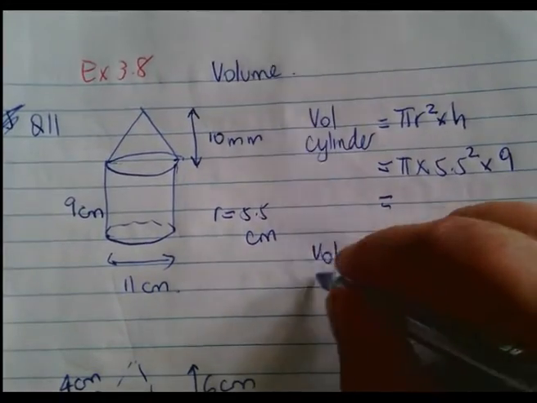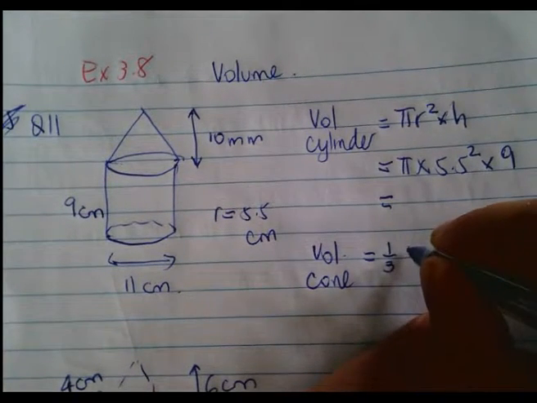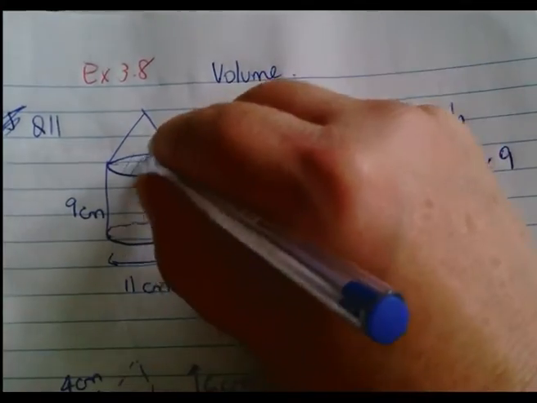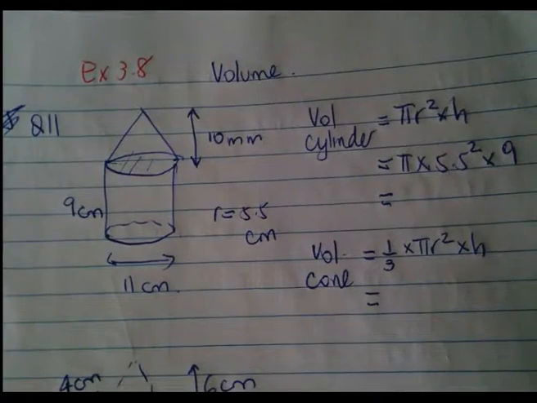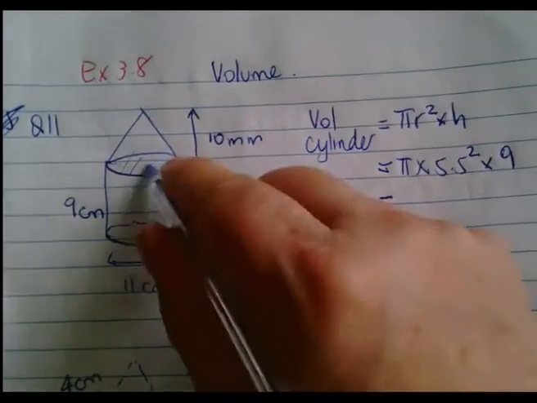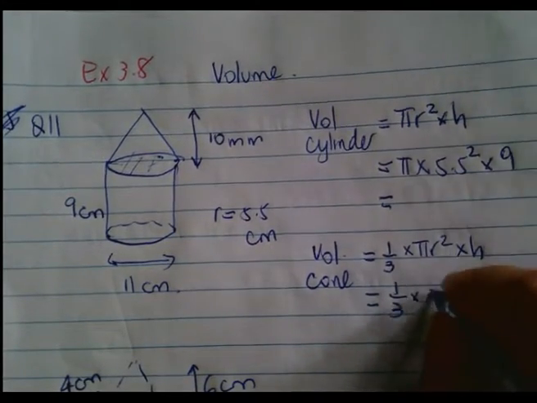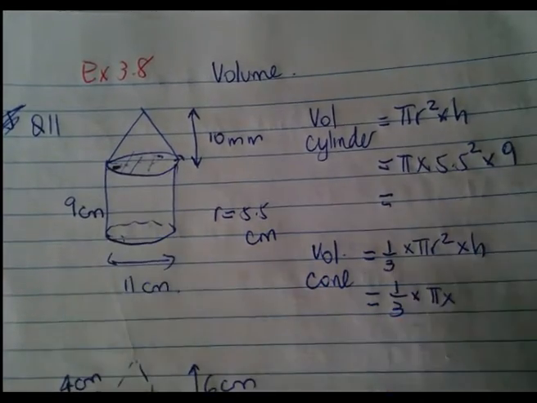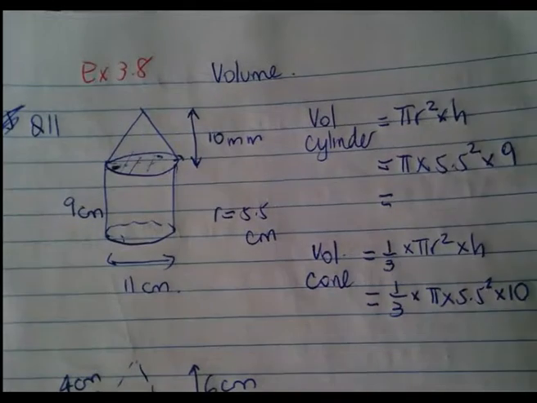And the volume of the cone, the formula is a third area of the base, which is pi r squared, if you look at the cone, times the height of the cone. So isn't the volume of a cone a third area of the base of the cone times its height? That's a third times pi times, it's got the same radius as this down here, 5.5 squared, times the height of the cone, which is 10.